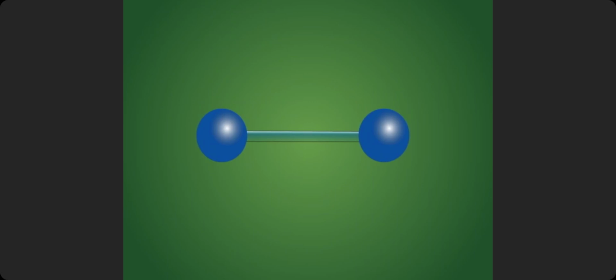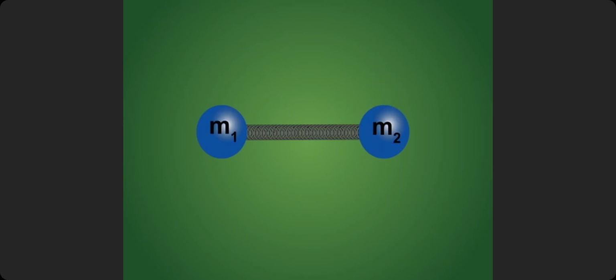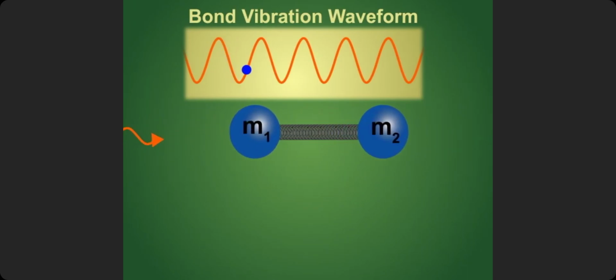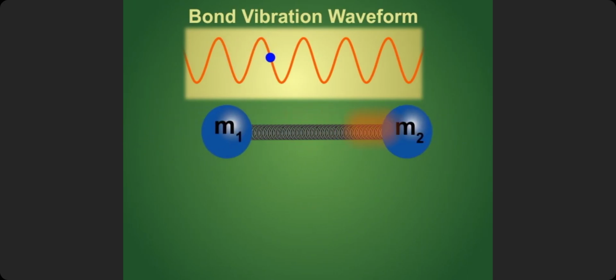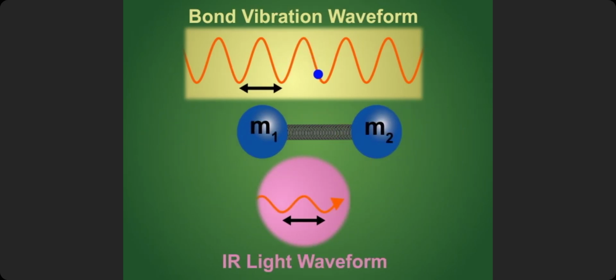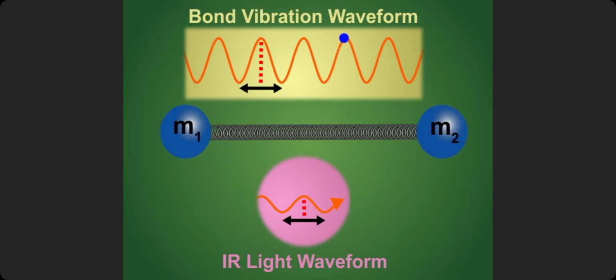A covalent bond between two atoms can be modeled as a spring connecting two bodies with masses m1 and m2. This spring has a resonance frequency, which in this case is the frequency of light corresponding to the quantum of energy needed to excite an oscillation in the bond at that same frequency, but with even greater amplitude.